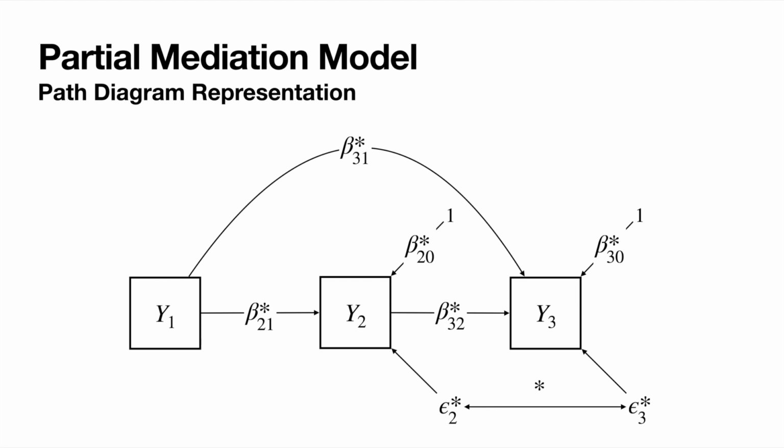We have a number of one-way arrows. We have a one-way arrow going from y1 to y3. We have a one-way arrow going from y1 to y2. We have a one-way arrow starting at y2 and ending at y3. We have one-way arrows going from error terms epsilon 2 and epsilon 3 to y2 and y3 respectively. And then finally we have one-way arrows going from the digit 1 to each of y2 and y3 respectively. And again, that is allowing us to include intercepts in the models for those response variables.